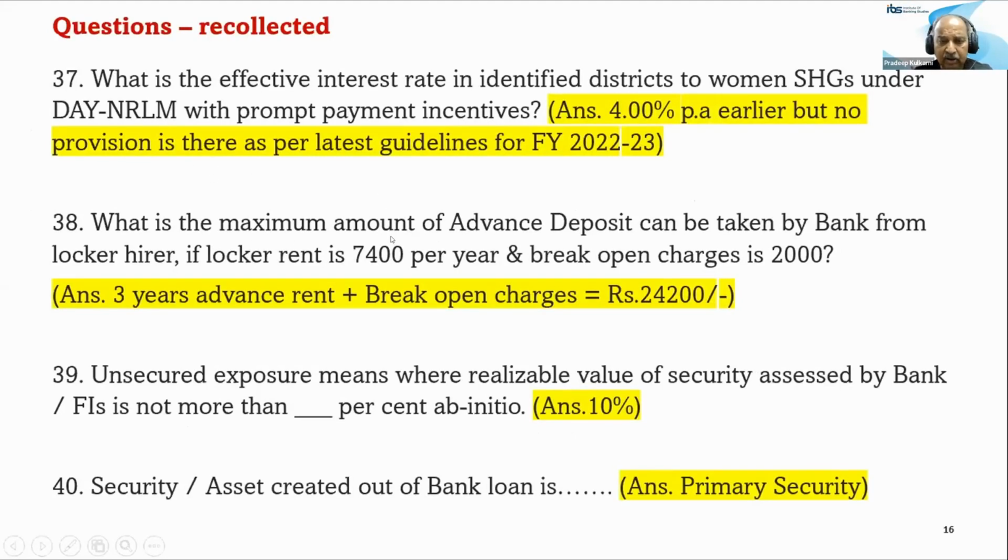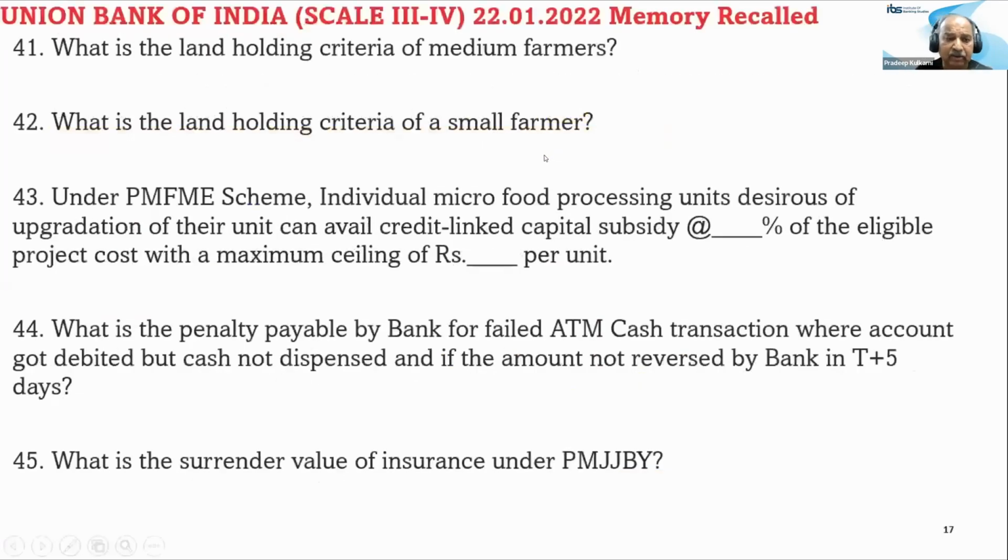What is the maximum amount of advance? 7,400 per year. If it is there, then it will become 24,200 because of 3 years rent plus break open charges. Now whether it is your locker policy or the RBI guidelines, it goes together. Similarly, unsecured exposure should not exceed 10%. And any security created out of the bank loan is a primary security.